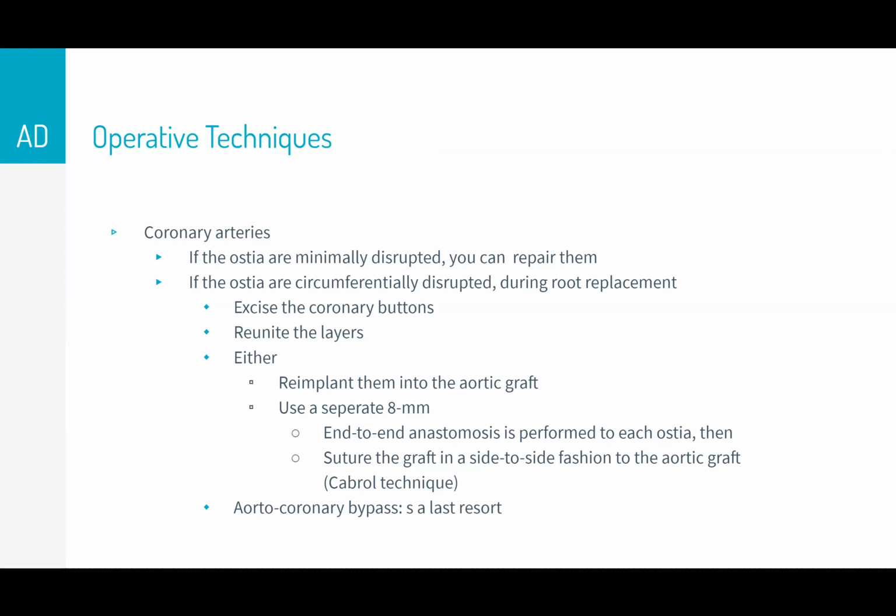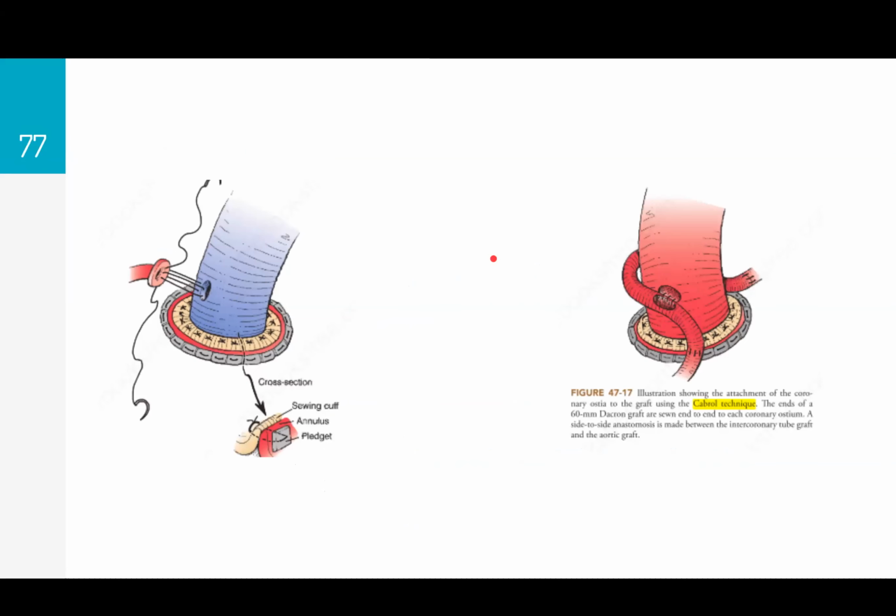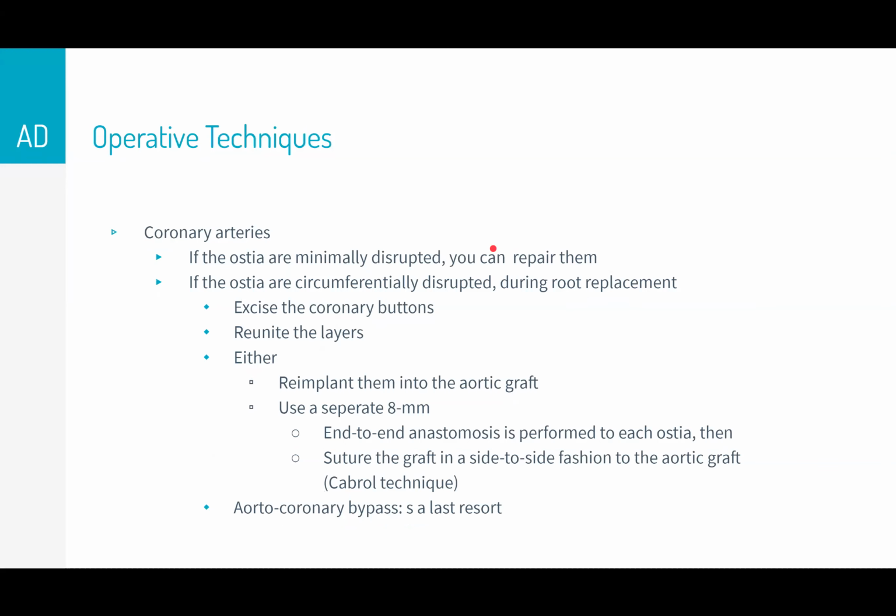The way you will deal with the coronary arteries depends on their involvement in the aortic dissection. If the ostia are minimally disrupted, you can repair them.